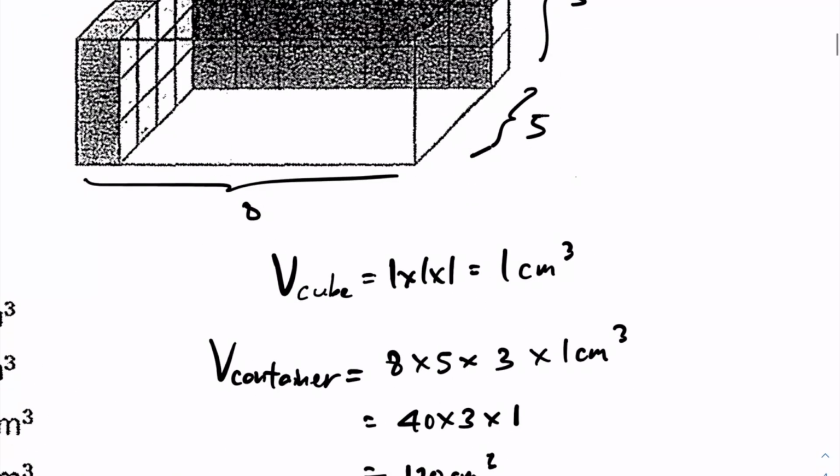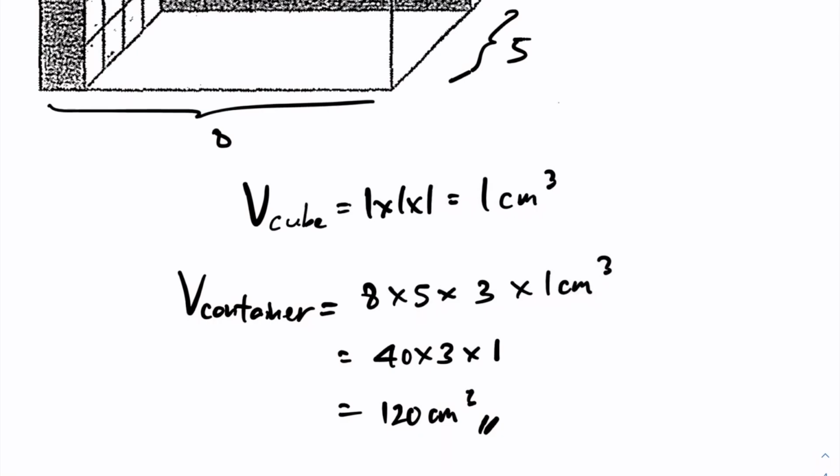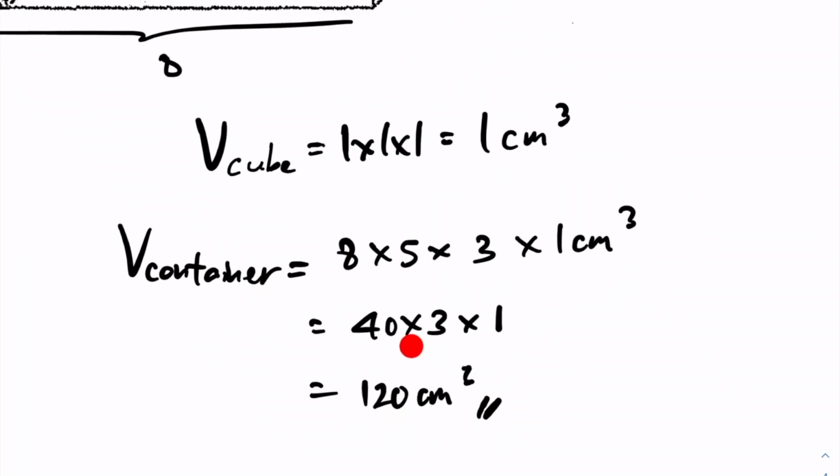So each one of them is 1 cubic centimeter. So 8 times 5 times 3, we've got 40 times 3, which is 120 cubic centimeters.